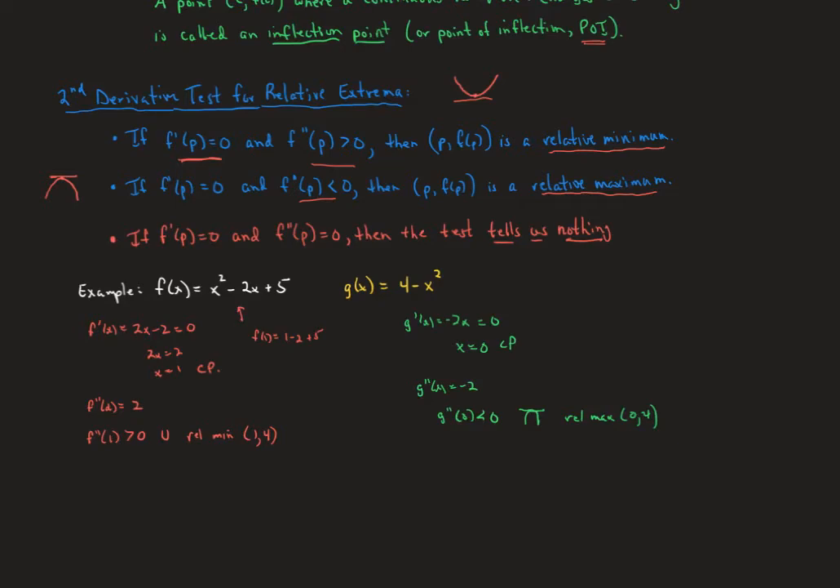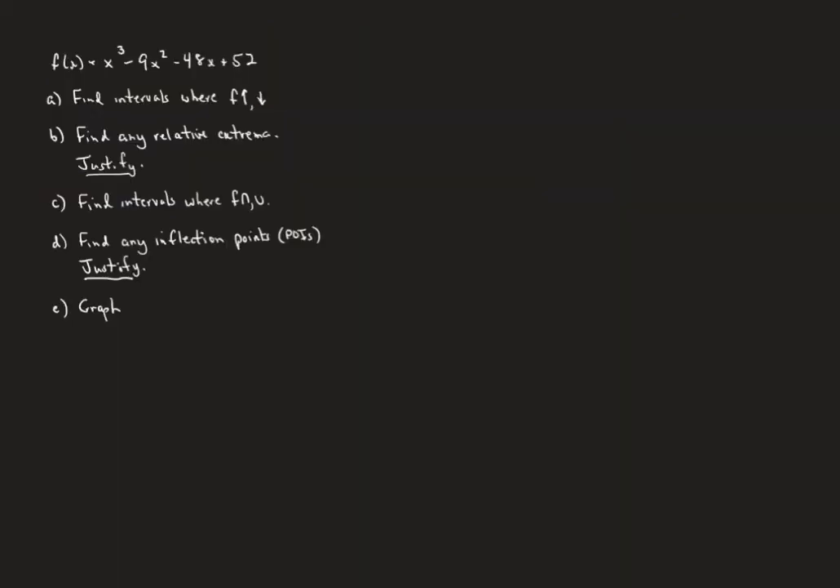Okay, let's go to the next panel, and we're going to do an example where we're going to use all of this stuff. Okay, so here's our function, x cubed minus 9x squared minus 48x plus 52. And we have a bunch of things we're going to try to find here. Where is the function increasing and decreasing? Where are the relative extrema? And we have to justify our answers.